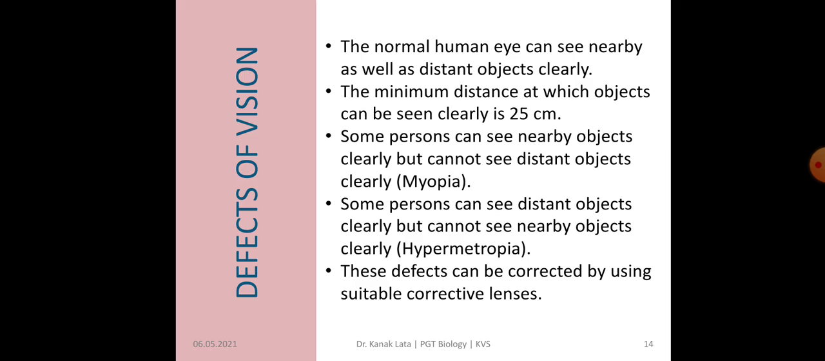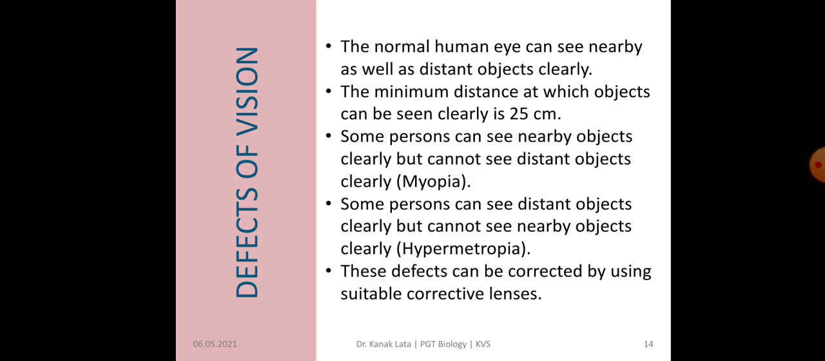Our eye is a wonderful instrument which can clearly see distant objects as well as nearby objects. The minimum distance at which one can read with a normal eye is about 25 centimeters. Some persons can see nearby objects clearly but cannot see distant objects clearly. This type of defect is called myopia, or short-sightedness.